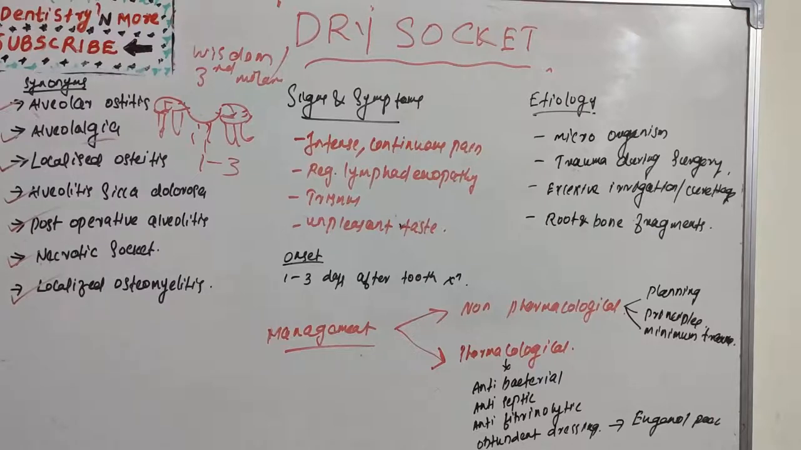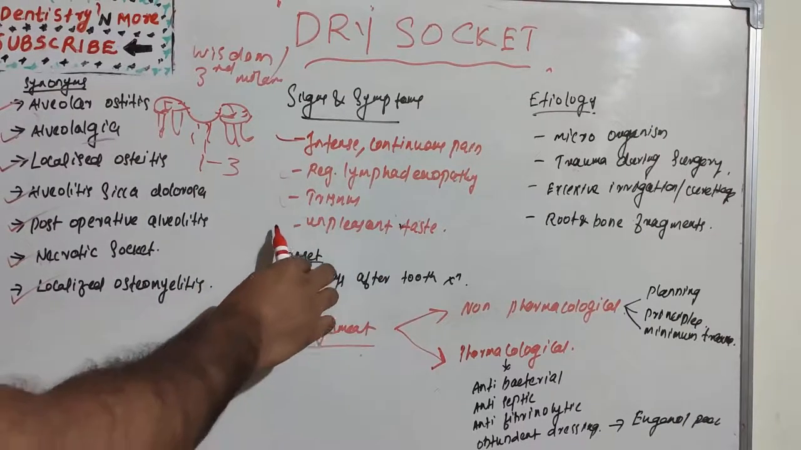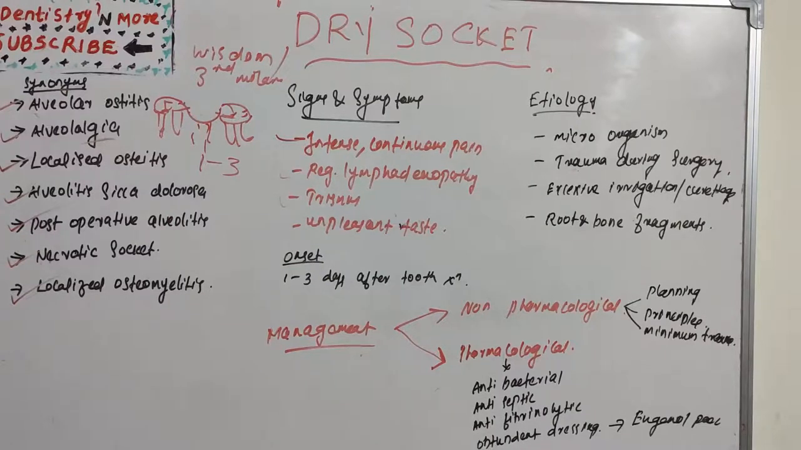So what exactly causes the dry socket? So dry socket is caused by the partial or total loss of blood clot in the tooth socket after a tooth extraction. So normally after a tooth is extracted, a blood clot will form as a first step in healing to cover and protect the underlying bones. And as I mentioned, it stops the area from bleeding over time and it stimulates bone healing. So if this blood clot is not formed, this bone will be exposed and pain will be there. So there are lots of symptoms such as intense and continuous pain, and there will be regional lymphadenopathy and occasional trismus and unpleasant taste. All these are the signs and symptoms.